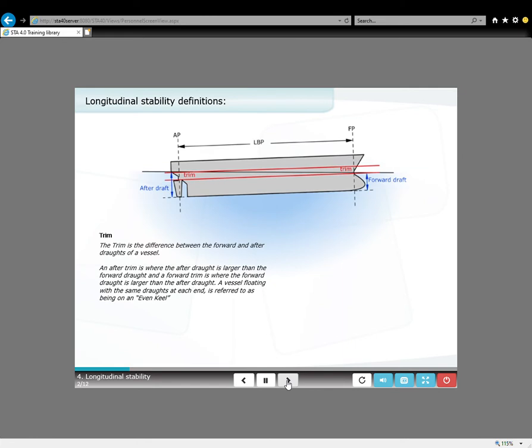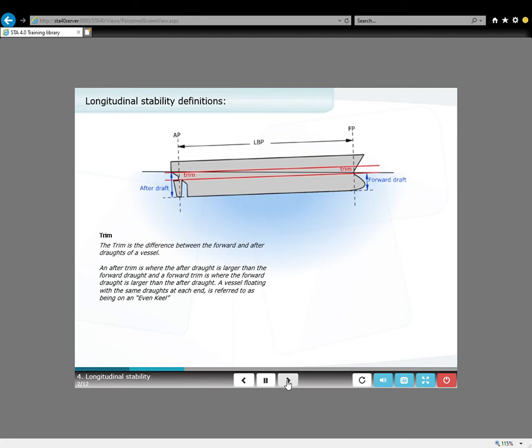The trim is the difference between the forward and after drafts of a vessel. An after trim is where the after draft is larger than the forward draft, and a forward trim is where the forward draft is larger than the after draft. A vessel floating with the same drafts at each end is referred to as being on an even keel.